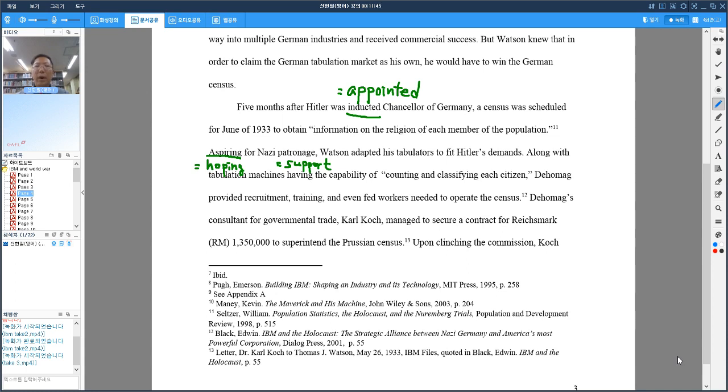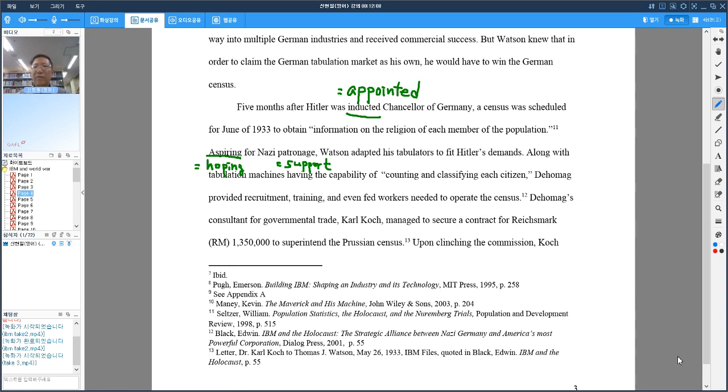So not only did Dehomec provide computer technology which can count and classify each citizen of Germany, but Dehomec also provided recruitment for the workers so that they can conduct the census. Also, Dehomec provided training for the workforce, and also provided the workers themselves to conduct the census more efficiently.